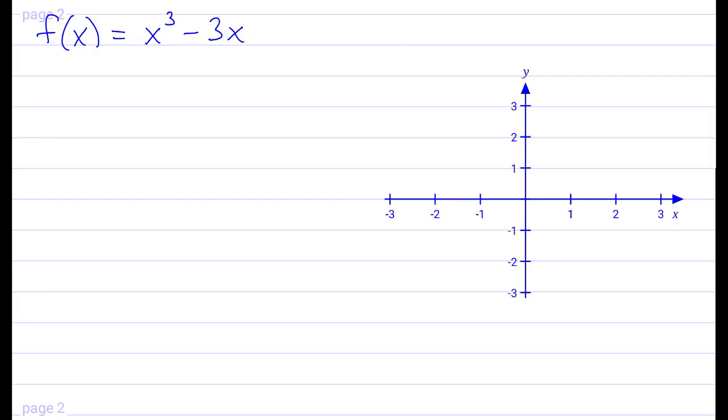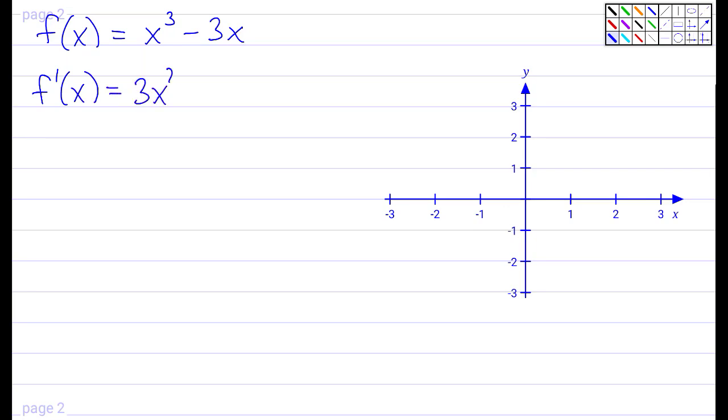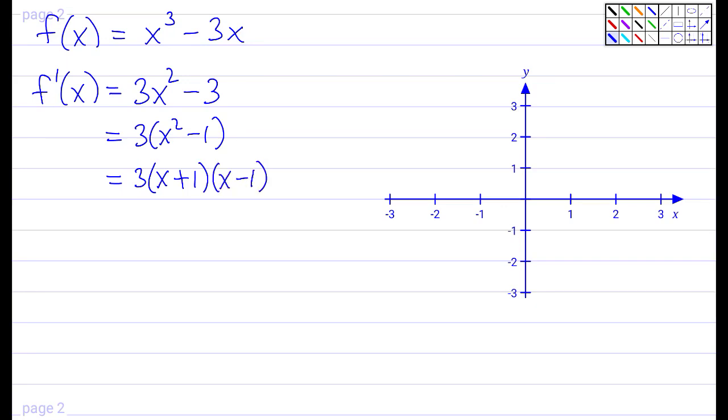Here we go. f of x is x cubed minus 3x. Well, if we're going to use the first derivative to help us graph, the first thing we have to do is find the first derivative. Okay, f prime of x equals 3x squared minus 3. I'm going to factor that, take out a 3. Oh, and I can factor that again. Sorry, let's take out that 3. 3, difference of two squares, x plus 1, x minus 1. Okay, that's about as far as I can go.